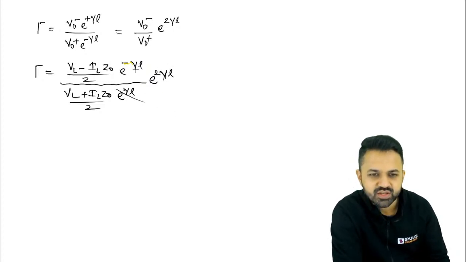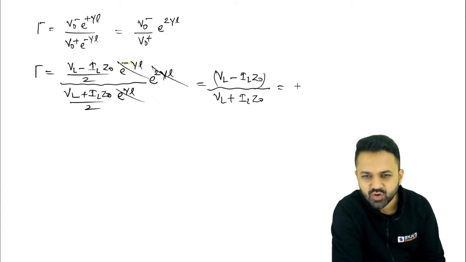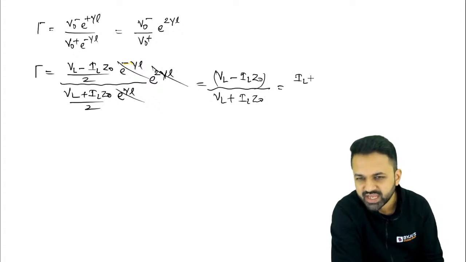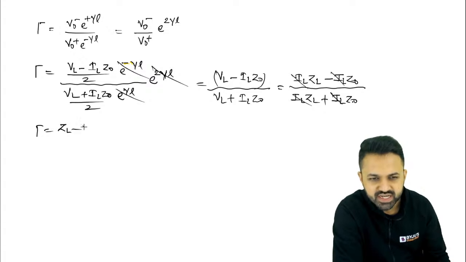Then the e to the power gamma L minus gamma L and 2 gamma L will get cancelled. So we will get VL minus IL Z naught, and the 2 and 2 will also get cancelled, so VL plus IL into Z naught. Because this is the load impedance, load voltage, we can write IL into the load impedance minus IL into the characteristic impedance, divided by IL into the load impedance plus IL into the characteristic impedance. So IL will get cancelled. So the reflection coefficient is ZL minus Z naught divided by ZL plus Z naught. That is the reflection coefficient you are getting.